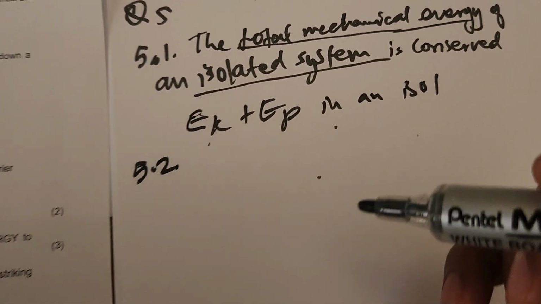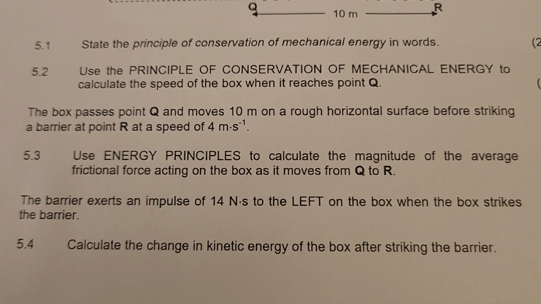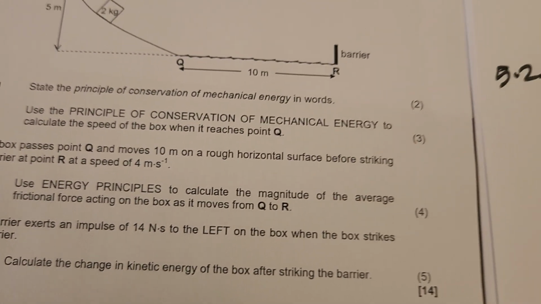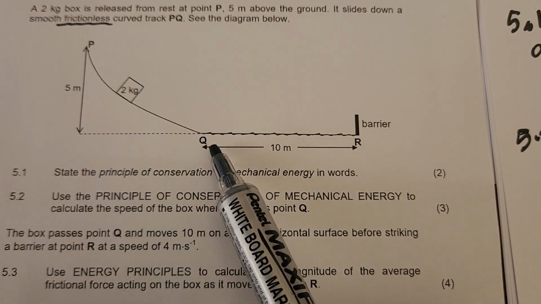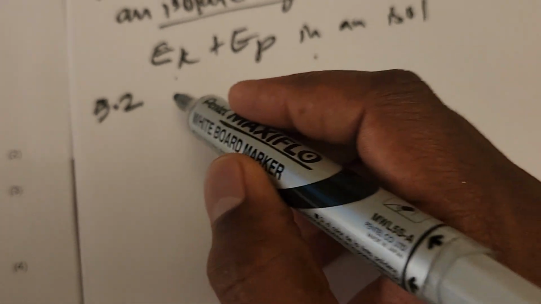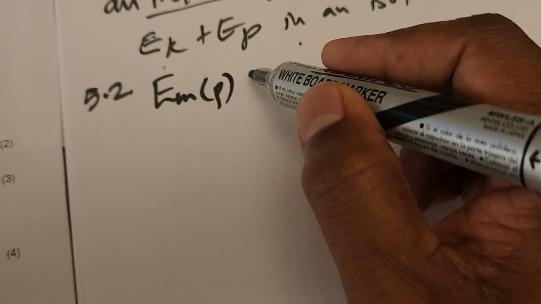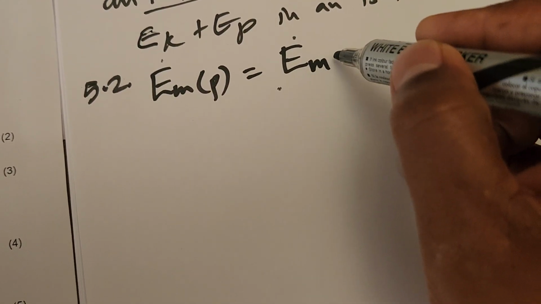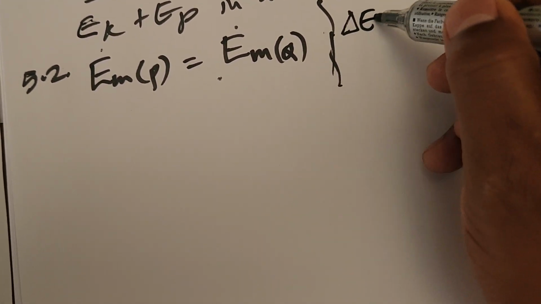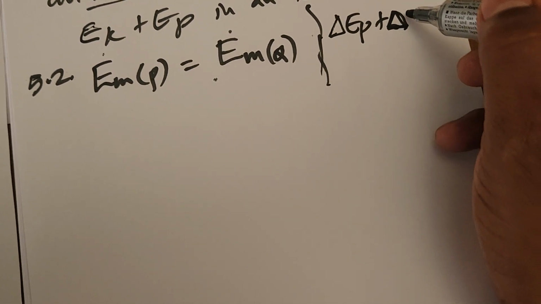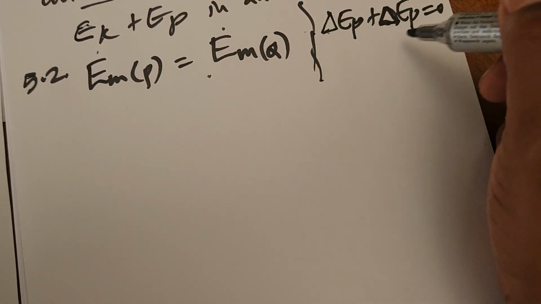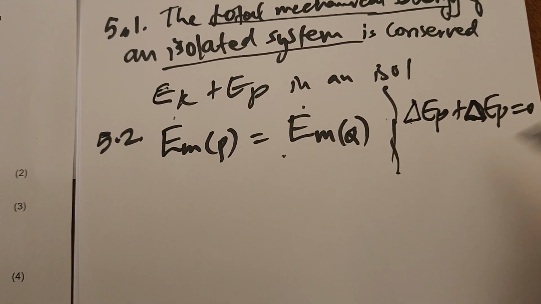That's the option. Then 5.2: use the principle as you stated above of conservation of mechanical energy to calculate the speed of the box when it reaches point Q. Fine, we know that mechanical energy at P equals mechanical energy at Q. There are many prescriptions there. Some can use the grade 12 approach and say delta EP plus delta EK equals 0. In the absence of non-conservative forces, mechanical energy is conserved. That is another approach. You'll get the same answer.